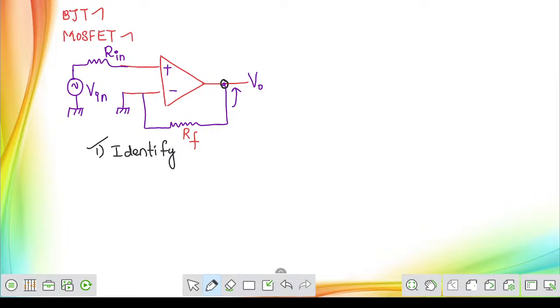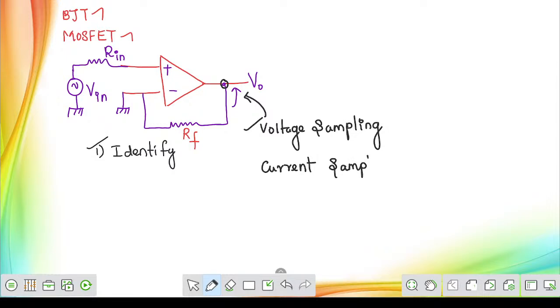If your feedback line is directly connected with the output port, then that is called voltage sampling. On the output side, we will be performing voltage sampling. If the feedback line is not connected with your output directly, then that is called current sampling. If you observe the given circuit, the feedback line is directly connected with your output port. So we are considering it as voltage sampling.